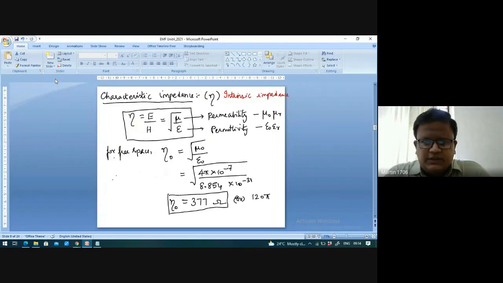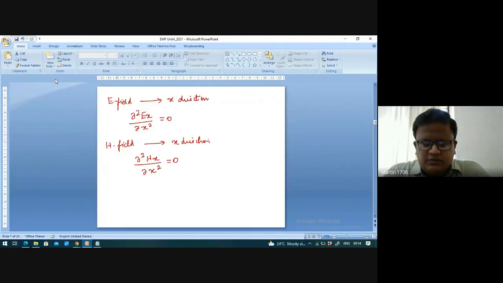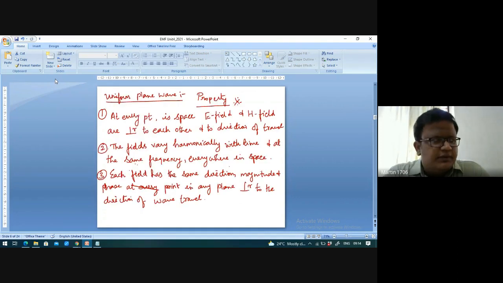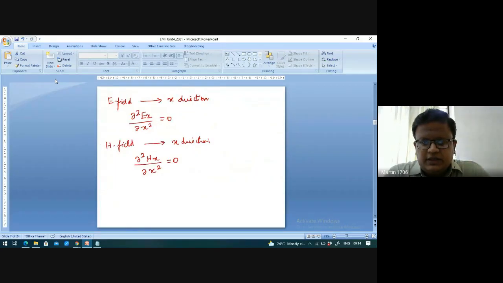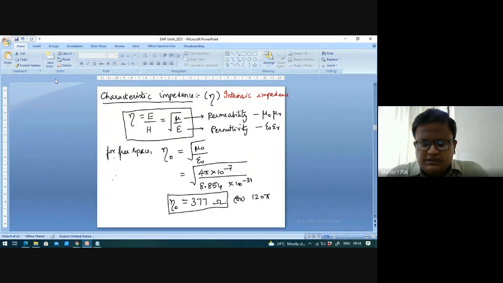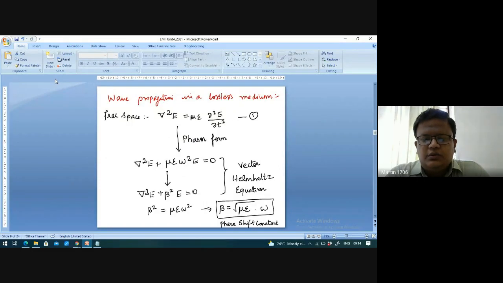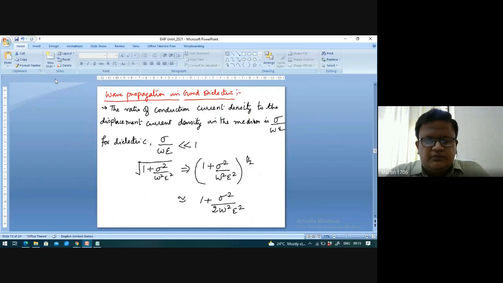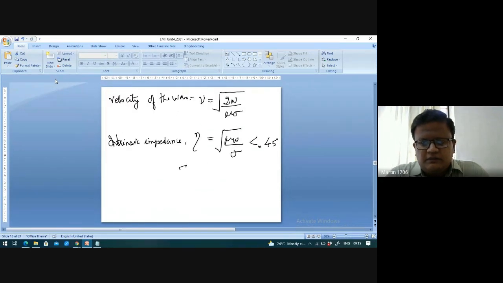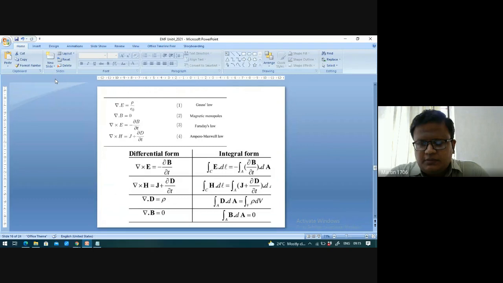Actually, in our class, we have started with the wave equation concept. In that, we started with the uniform plane wave and some of its properties, followed by some matrices, and also wave propagation in different media. After that, I gave a brief on the Maxwell equations. I have not proved them. Maybe in the next class, with this wave equation, I will tell about the Maxwell equations.